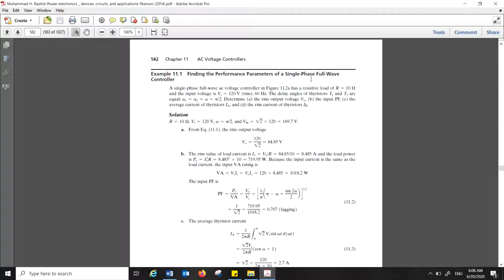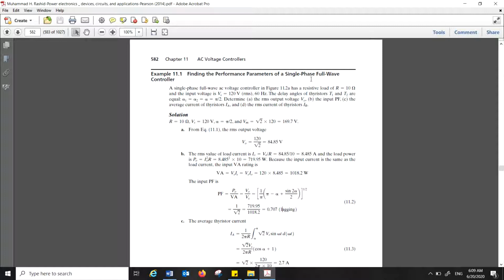As the name suggests, a single phase full wave AC controller has a resistive load, with an input supply of 120 volts and a frequency of 60 Hz. And we decide to get the firing angle delta as pi by 2. Determine the RMS output voltage, the input power factor, the average current of the thyristor and the RMS current of the thyristor.